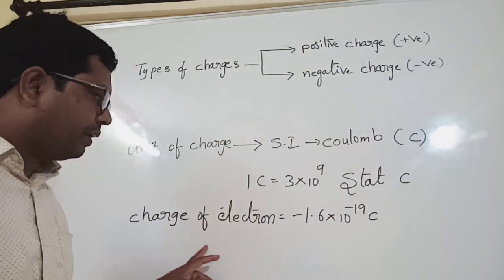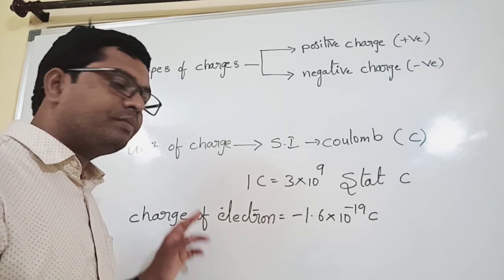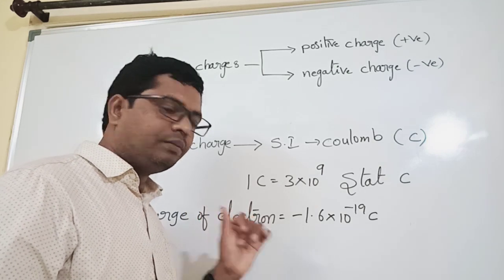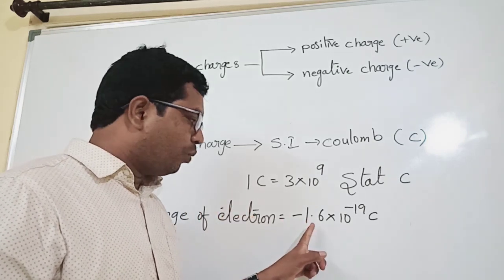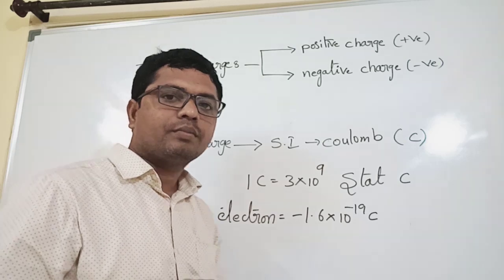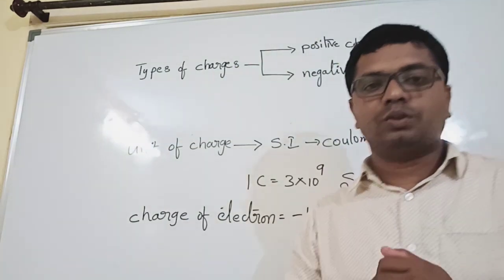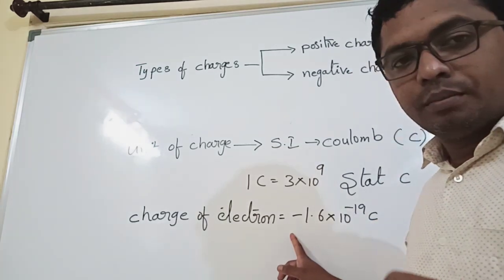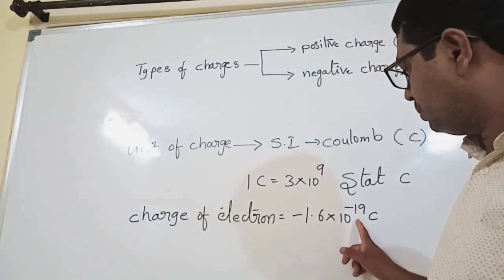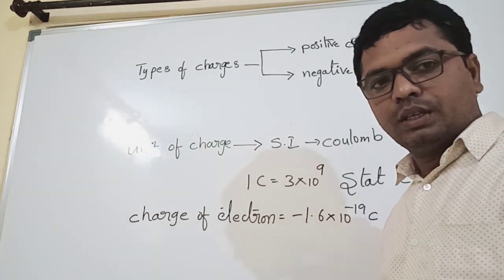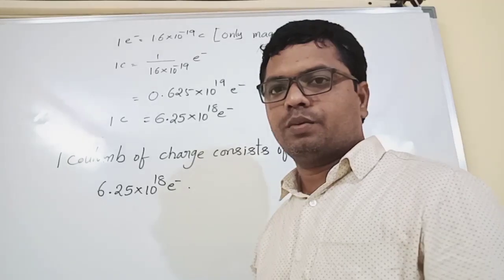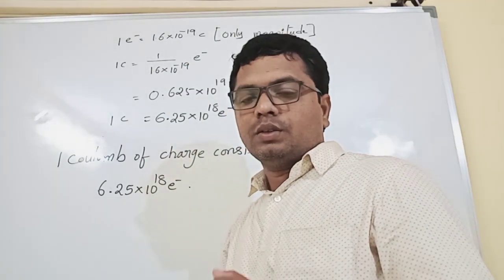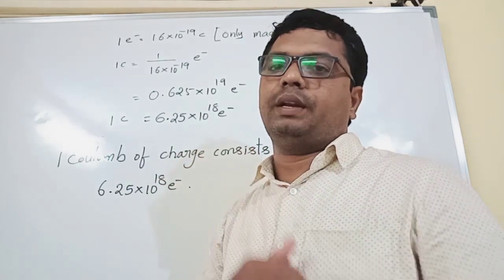The charge of an electron, and likewise for the proton in magnitude, in the case of the electron this value is minus 1.6 into 10 to the power of minus 19 coulombs. The charge of 1 electron is equal to minus 1.6 into 10 to the power of minus 19 coulombs. Now we are going to discuss how many electrons 1 coulomb of charge consists of.